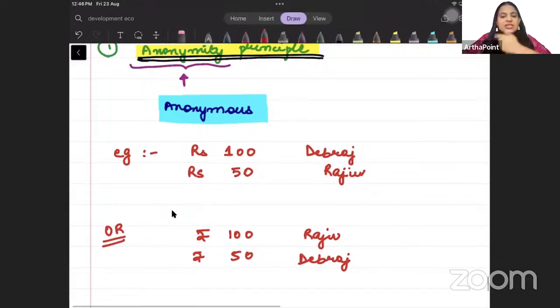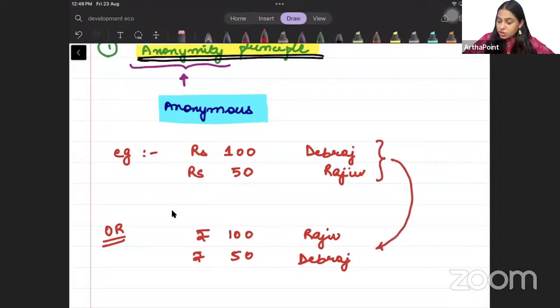So anonymity says that while calculating, I know there is inequality. I know one person is earning double the other person, but it does not matter to me who is earning what. इससे मुझे कोई फर्क नहीं पड़ता. It does not matter to me, right? Of course, when I change this distribution, जब मैं यहाँ से यहाँ पर जा रही हूँ, of course, Rajiv will be happy, Debraj will be sad, but it does not matter to me from an overall perspective.